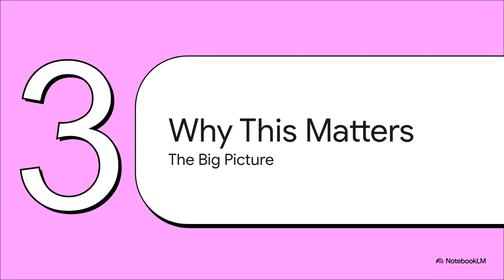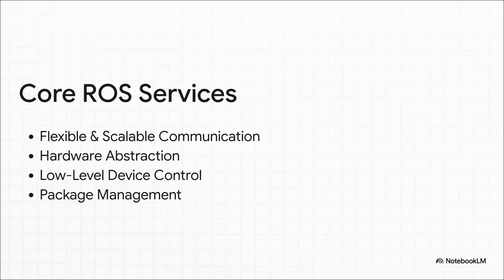All right, so we've gotten into the technical details of how it all works. But why does any of this matter? Let's zoom out and look at the big picture for a second. This is a huge deal because ROS gives you a whole suite of core services right out of the box. We already covered the flexible communication, but it also gives you hardware abstraction, which is a fancy way of saying you don't have to write totally different code for every single brand of camera or sensor out there. It handles low-level device control, package management. ROS takes care of all the tedious foundational plumbing, so developers can get straight to the fun part, building cool robot behaviors.